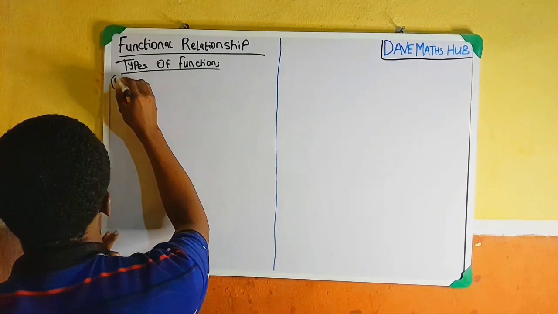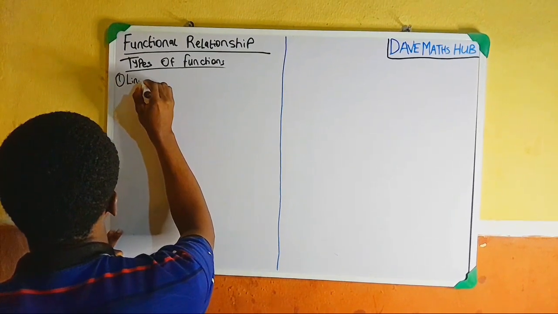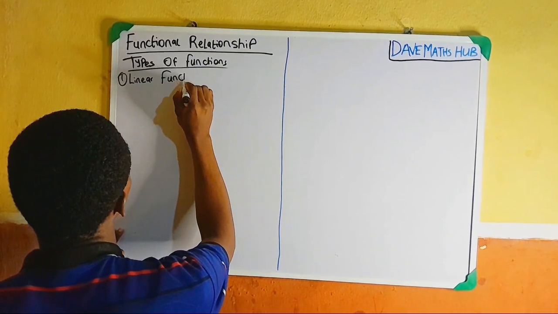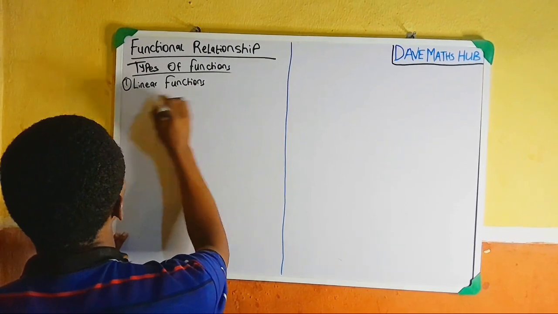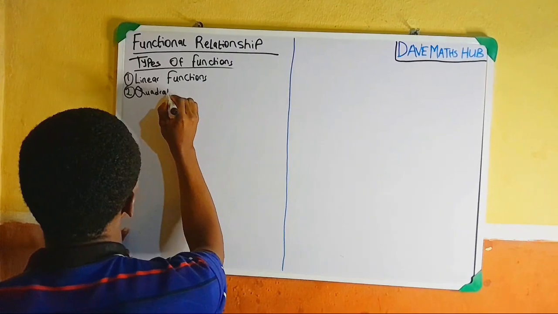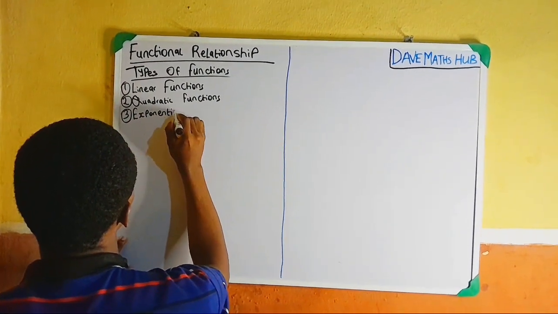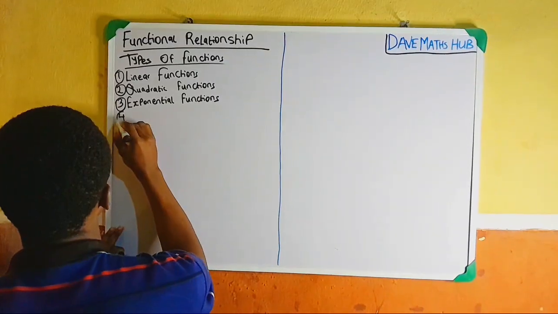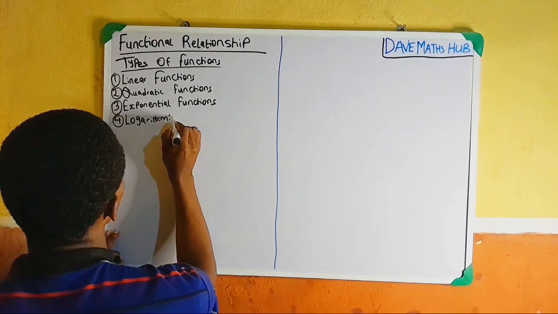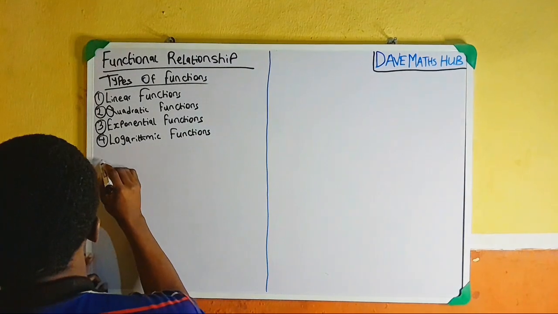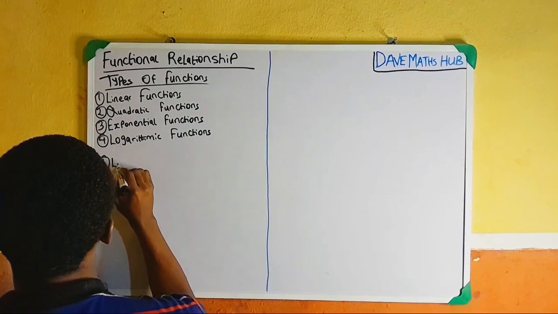So, types of function. Number one, we have linear function. Number two, we have quadratic functions. Number three, we have exponential functions. And number four, we have logarithmic function. Number one, linear function.